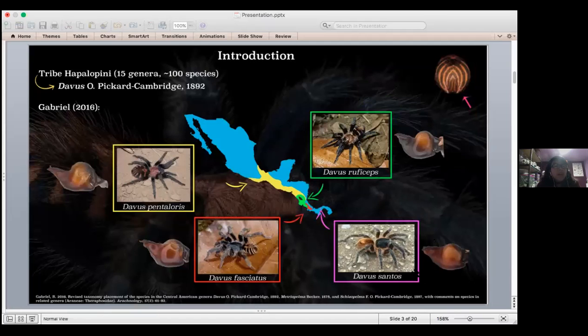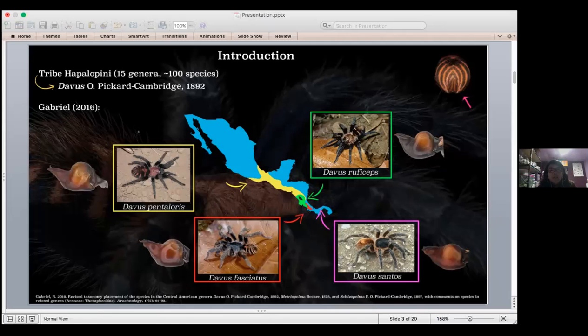So within the tribe Apharini, there are 15 genera and almost 100 species, and one of the representatives is the tarantulas of the genus Davus. And these are commonly known as tiger-rump tarantulas because of the presence of transversal orange and black lines on the abdomen. The last revision of the genus was conducted by Gabriel in 2016. And after his revision, he found that the genus Davus is composed of 4 species: Davus pentaloris, distributed from southern Mexico to Nicaragua, Davus ruficeps in Nicaragua and Costa Rica, Davus fasciatus from Costa Rica and Panama, and Davus santus, known only from a locality in Panama.